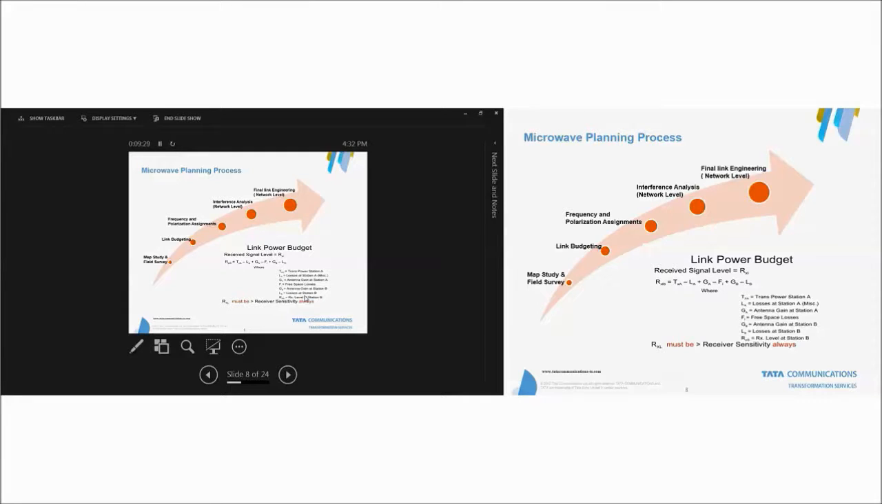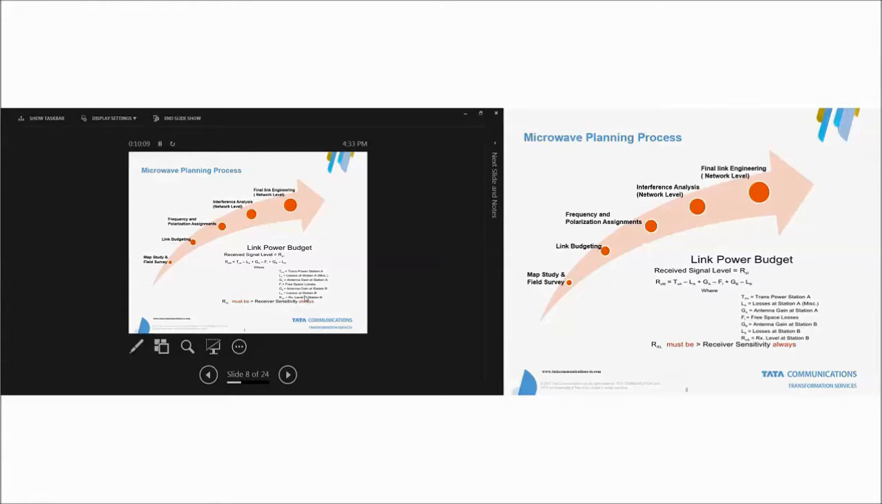Map study means if you are going to plan a microwave link in a particular place, you can identify the nature of the Earth, that is the terrain, using maps which are available in markets. Say for example, if there is any 14-story building in the line of path where you are planning your microwave link, it won't be detected in map study. In those cases, field survey will be very useful.